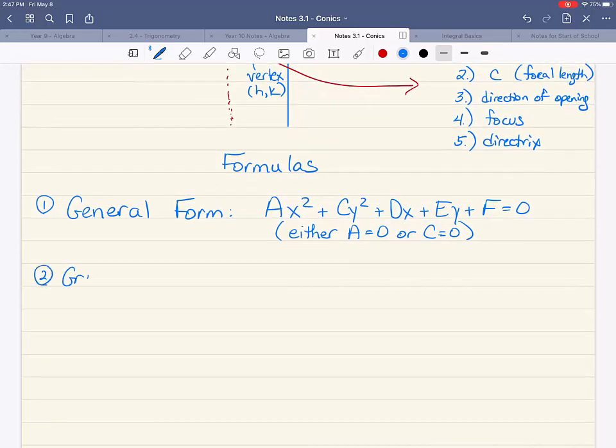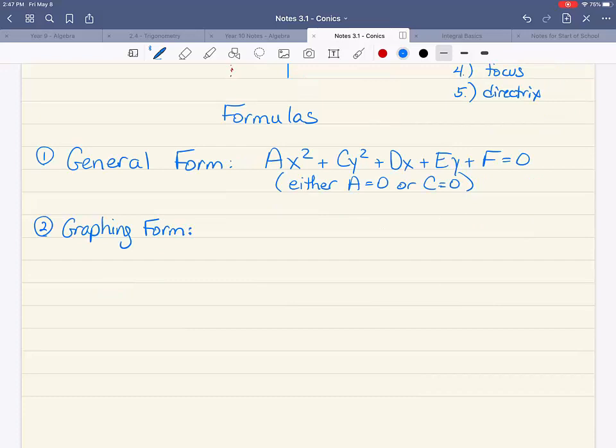Number 2, graphing form. And there are 2 graphing forms that we're going to talk about. The first one looks like this. X minus h, the quantity squared, equals 4c bracket y minus k. Now, because x is squared and y is not, c will determine whether the parabola opens up or down. If c is greater than 0, the parabola will open up. If c is less than 0, the parabola will open down.